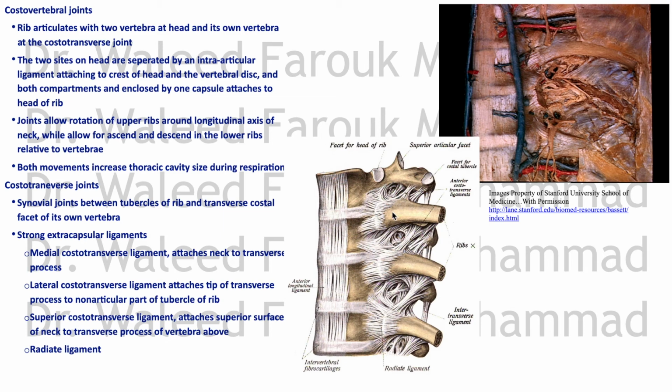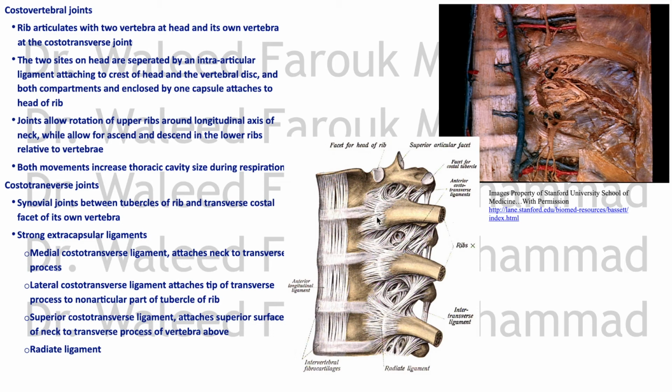And don't forget the radiate ligament. This ligament, you can see here, is radial in shape. It has a slip to the upper vertebra, a slip to its own vertebra, and to the intervertebral disc in between, from the crest on the head. This is called the radiate ligament.